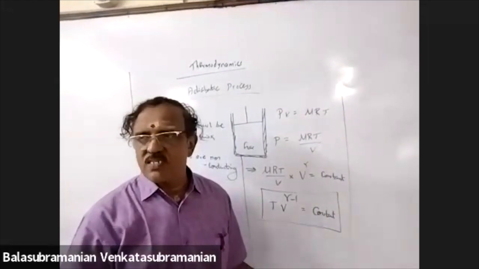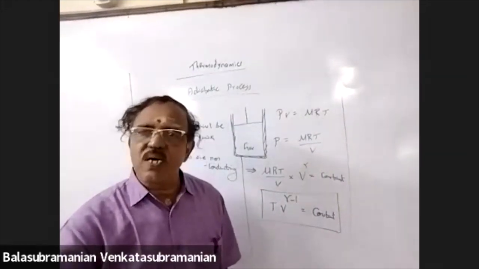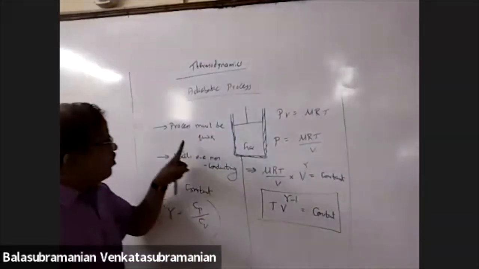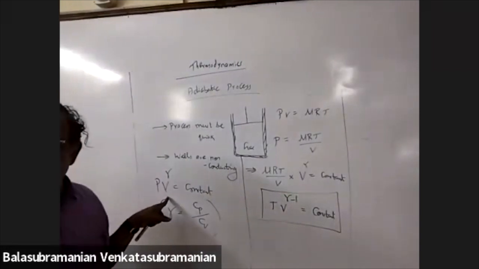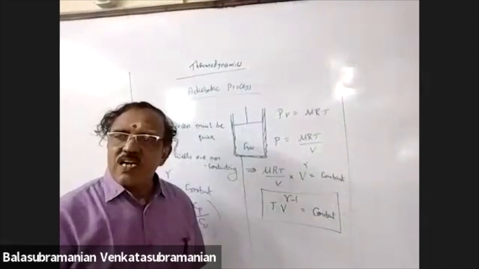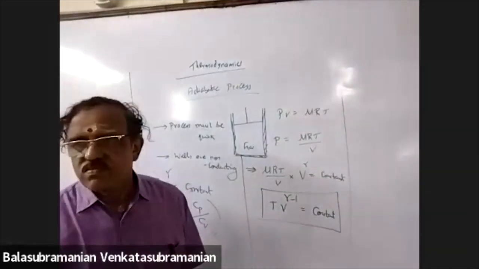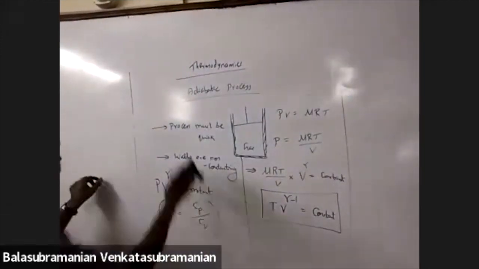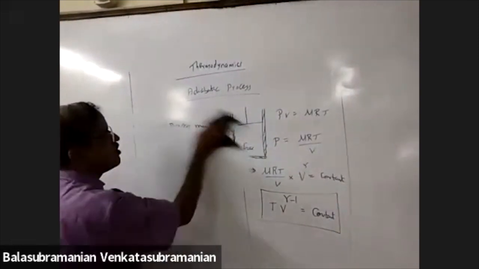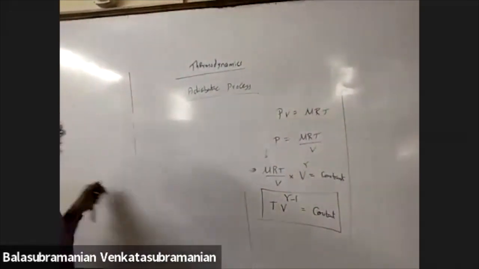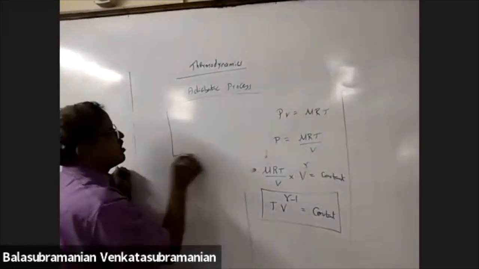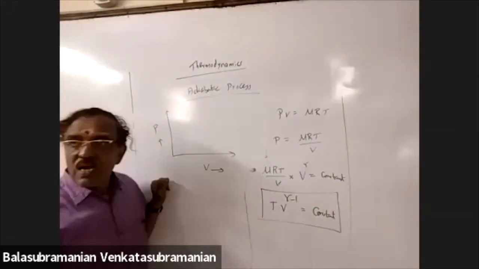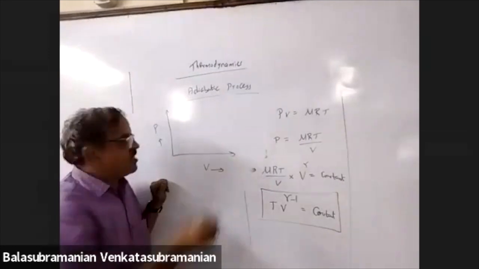TV power gamma minus 1, you can remember easily. TV power gamma minus 1 is a constant. That is also adiabatic process. Two equations we have: one is PV power gamma is equal to constant, another is TV power gamma minus 1 is equal to constant. Sir, I want to draw a graph. Same concept as what we have done in isothermal process. Draw the graph. Pressure, volume, adiabatic expansion.